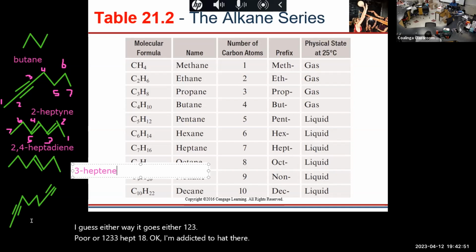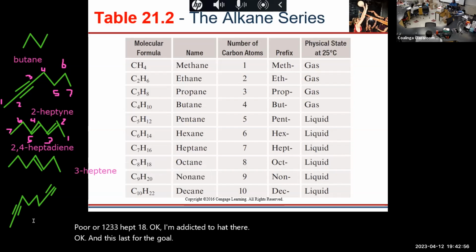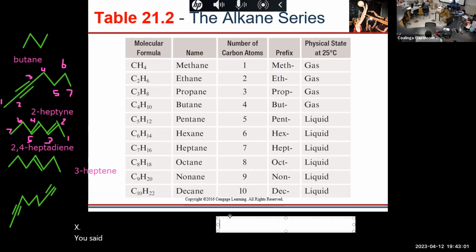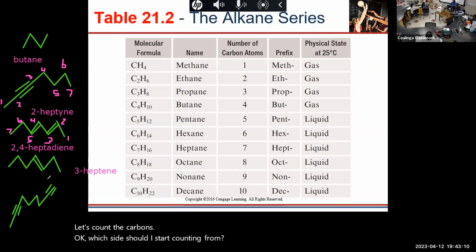Okay, and this last one for the gold. Hex. You said hex. Let's count the carbons. Okay. Which side should I start counting? Or the left? Yeah. But isn't that the one? 5. 5? No, it's not 6. Okay, let's start counting from this side.